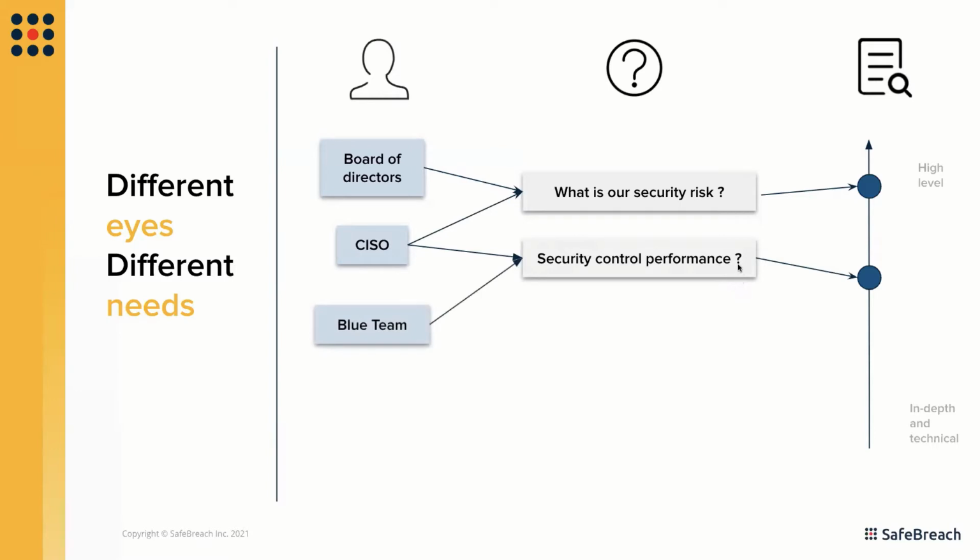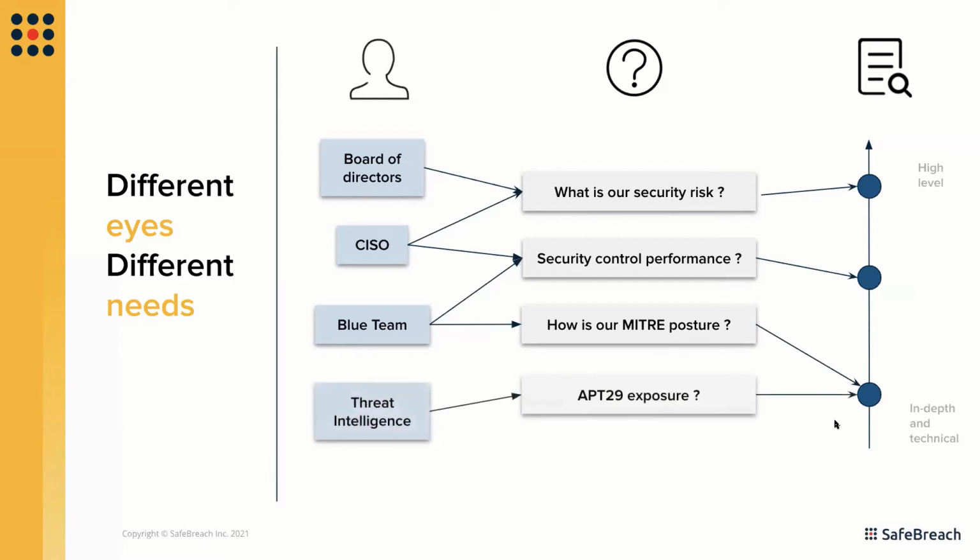The blue team can ask the same questions, but they would also ask something a little more technical, such as how is our MITRE posture? They would go into specific TTPs and understand, are these techniques and sub-techniques covered? And how is our posture against a specific behavior that an adversary can have? And then we have even more technical questions that can come from red teams or threat intelligence teams. They want to know exposure, and they want to know performance around a specific threat, which is very important. And for them, the level of detail and the reports that would be interesting are much more in-depth and technical.